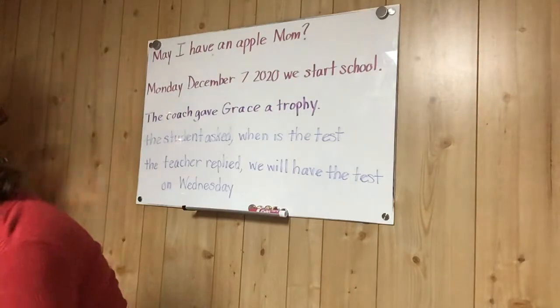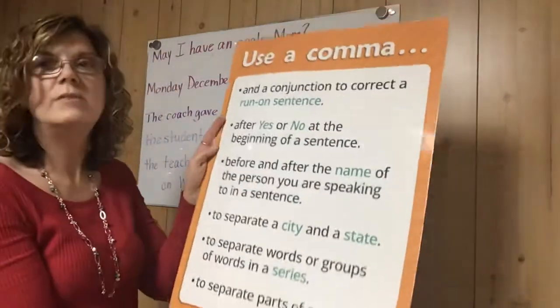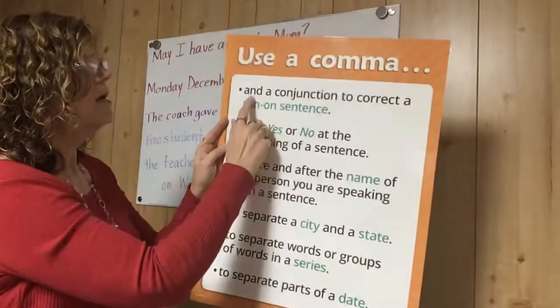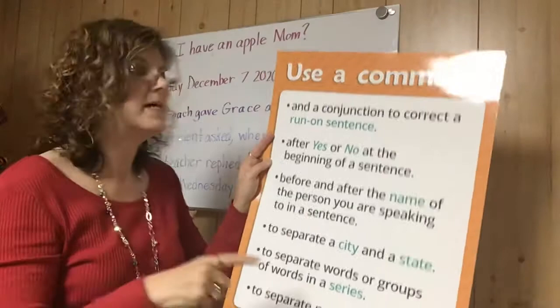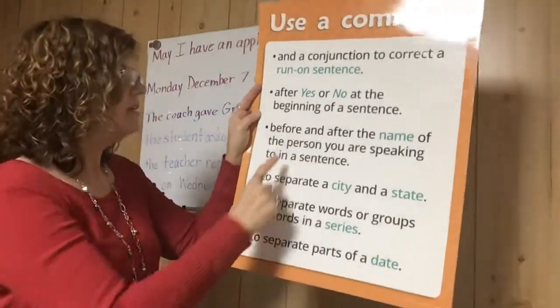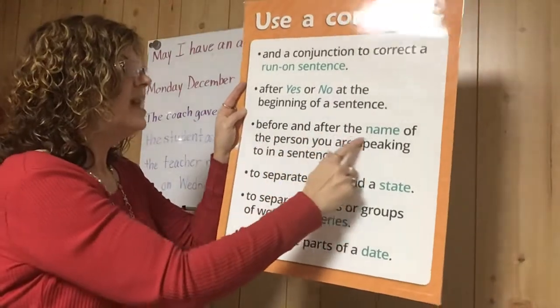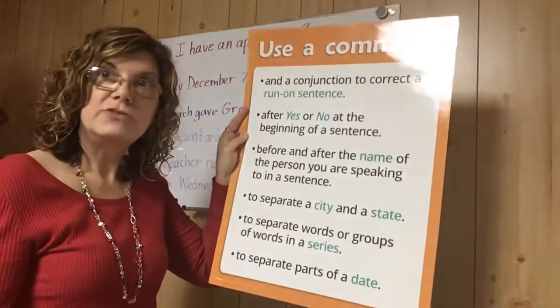All right, let's move on to commas. Okay, because you definitely are going to have to put in some commas on the test. Use a comma and a conjunction to correct a run-on sentence. That one won't be on the test. After yes or no at the beginning of a sentence, definitely will need to know that one. Before and after the name of the person you are speaking to in a sentence. So that's a direct address.